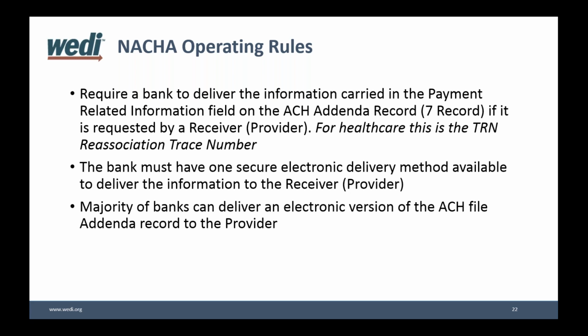So that is the TRN segment from the 835 if it's requested by the provider. So as the EFT information is sent to the bank, it contains that EFT trace number within the EFT transaction, and the financial institution is required to deliver that to the provider if they request it. The financial institution must have a secure electronic delivery method available to deliver that information to the provider. And the majority of banks can deliver that electronic version of the addenda record information, so that trace number information can be delivered to the provider electronically in most cases.